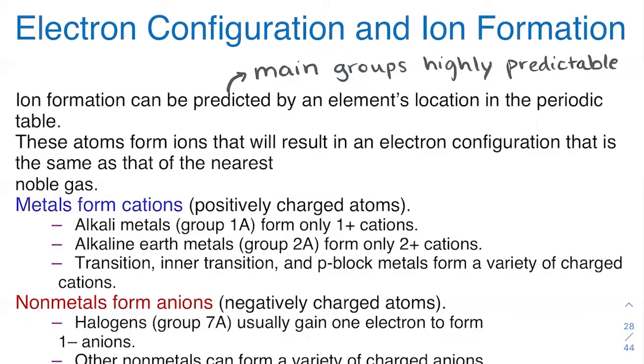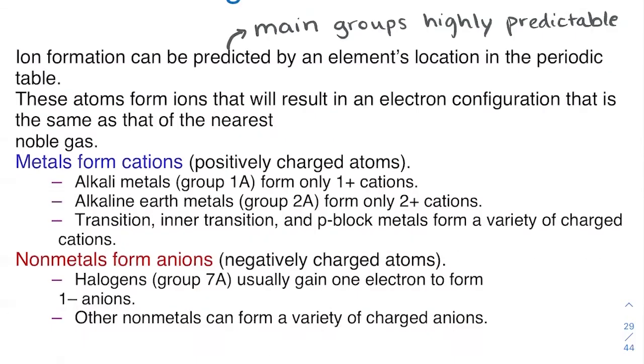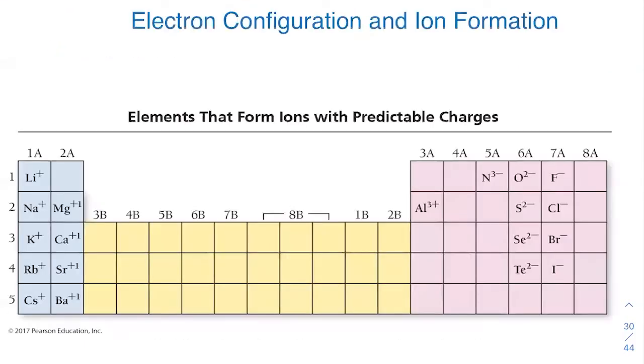Metals form cations, they're positively charged atoms. The nonmetals form anions, they're negatively charged. We see some of our generic thought processes for all of these. Here again is a periodic table chart of the ions that you should know.